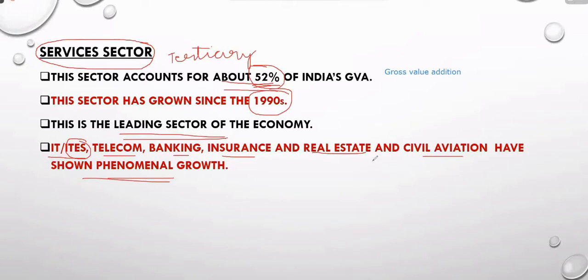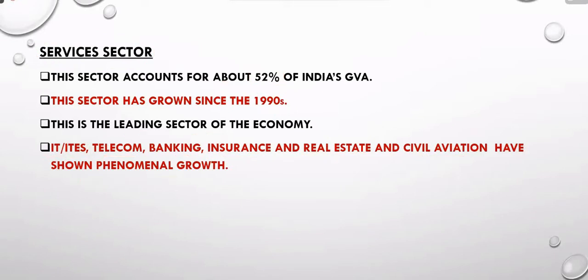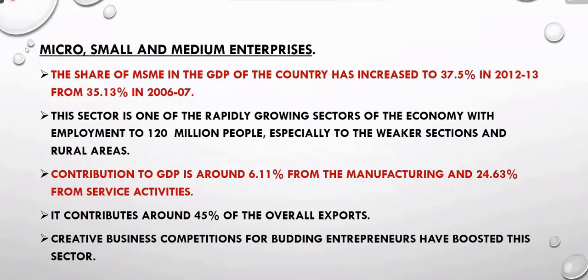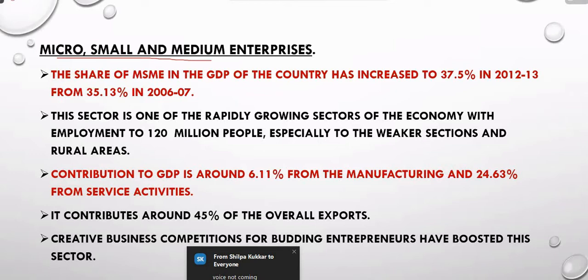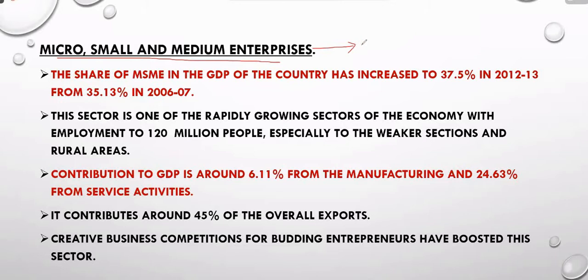The next one is MSMEs, which contribute enough to the economy. You can see so many schemes coming for MSMEs. MSME stands for micro, small and medium enterprises. According to the schemes brought by our current Prime Minister, like the Prime Minister Jan Dhan Yojana, from the banks, if you want to start any MSME now, you will be getting loans and advances. You need not make payments for 5 years.